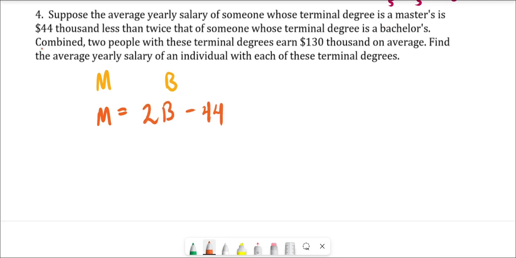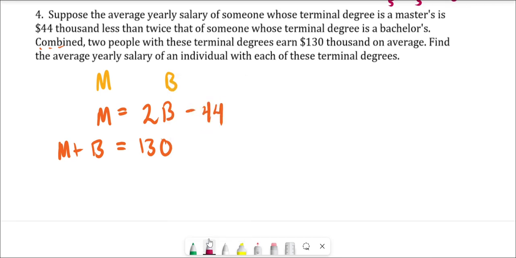And then they tell us some more. They say combined, these people have 130,000. In other words, if I have M plus B, master's yearly average plus bachelor's yearly average, I get 130,000. Let's just write these numbers in terms of thousands so we don't have to write 44,000 or 130,000. But you could write thousands here and that would be fine. Let's just assume that the units we're working with are not dollars, but thousands of dollars, in which case we can just leave this as 44 and 130.